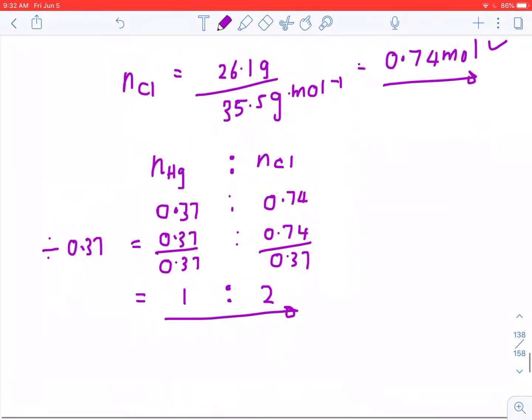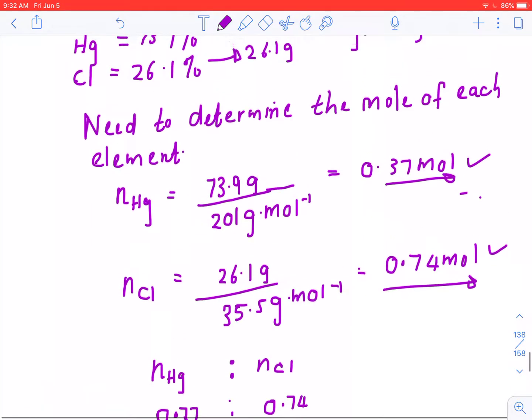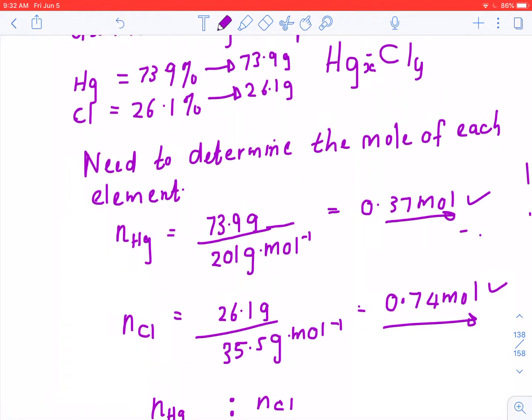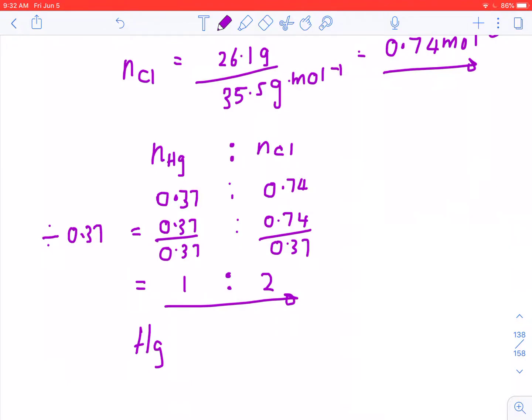Which would then mean if I take Hg, I've got 1 of it, and Cl, I've got 2 of that. So it means HgCl2 is the empirical formula of this particular compound.